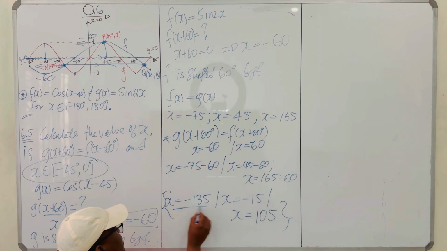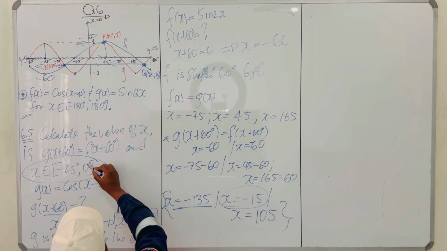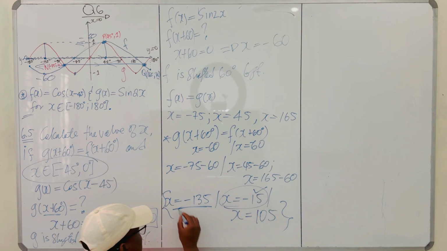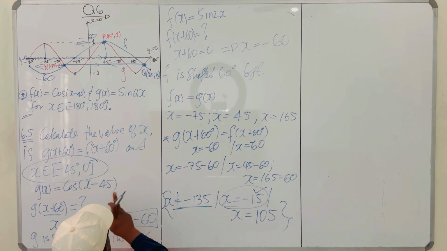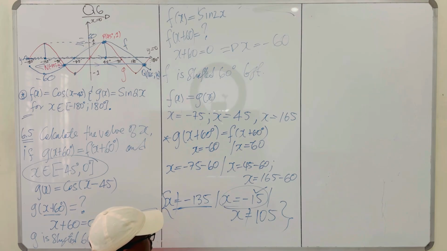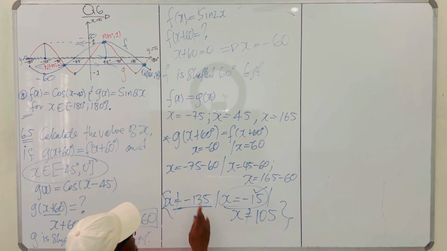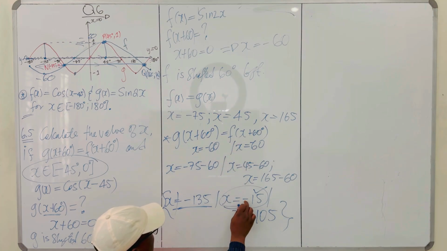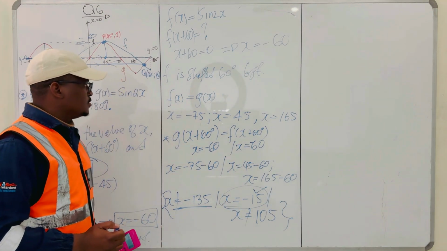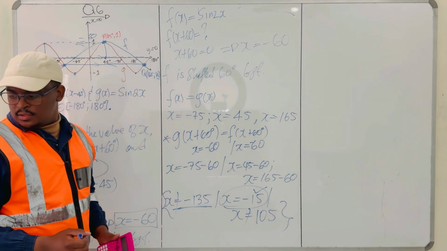So now is minus 135 on this interval? No. Is minus 15 on this interval? Yes. So this will cancel it because it's not. Is 105 there? No, it's not, because 105 is greater than 0. So these two functions will meet at x equal to minus 15 degrees. And we're done with this one.